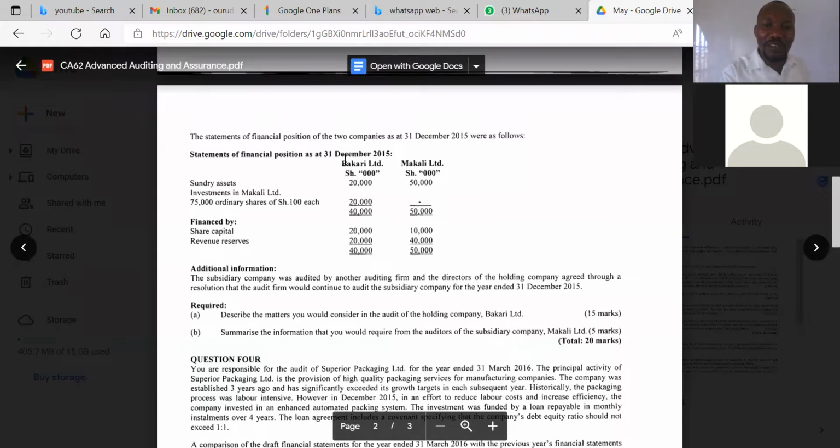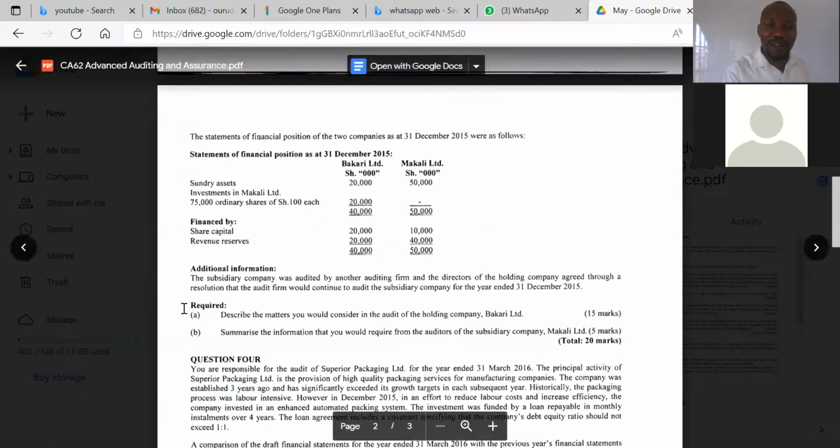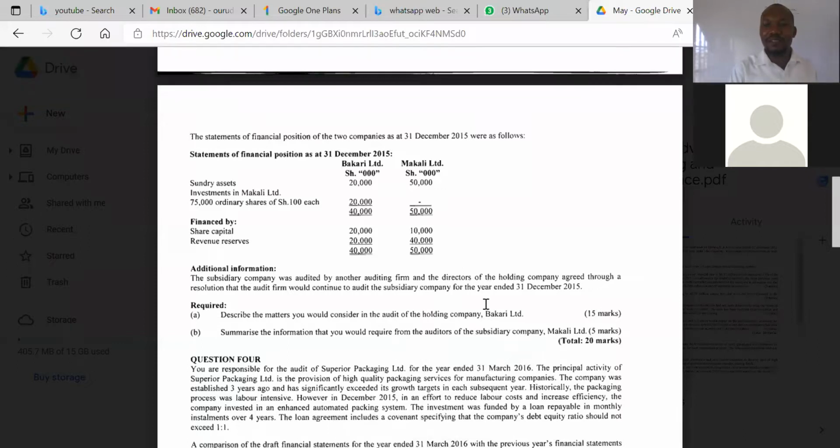Ona sasa tumesoma hiyo inakaa scary hivi. I was even doubting kama ni hiyo question, but look at the question here. You don't even need to read the question. Once you know it is a group, what matters will you consider when auditing a group? Bila kuangalia hata hii huko juu.